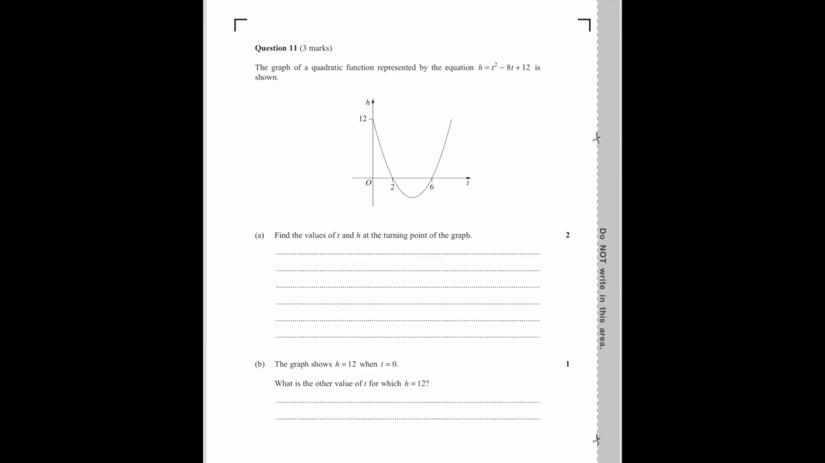Okay, question 11 says the graph of a quadratic function represented by this equation is shown, and it gives us the graph. Find the values of t and h at the turning point of the graph. So the turning point is essentially when the gradient is equal to 0. So we can say dh on dt is equal to 2t minus 8.